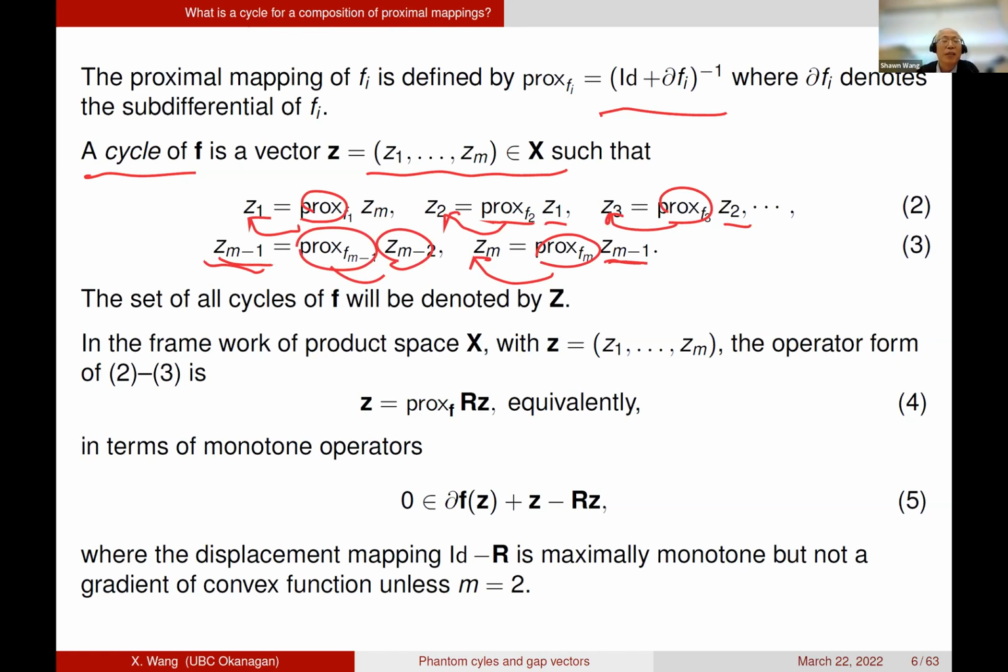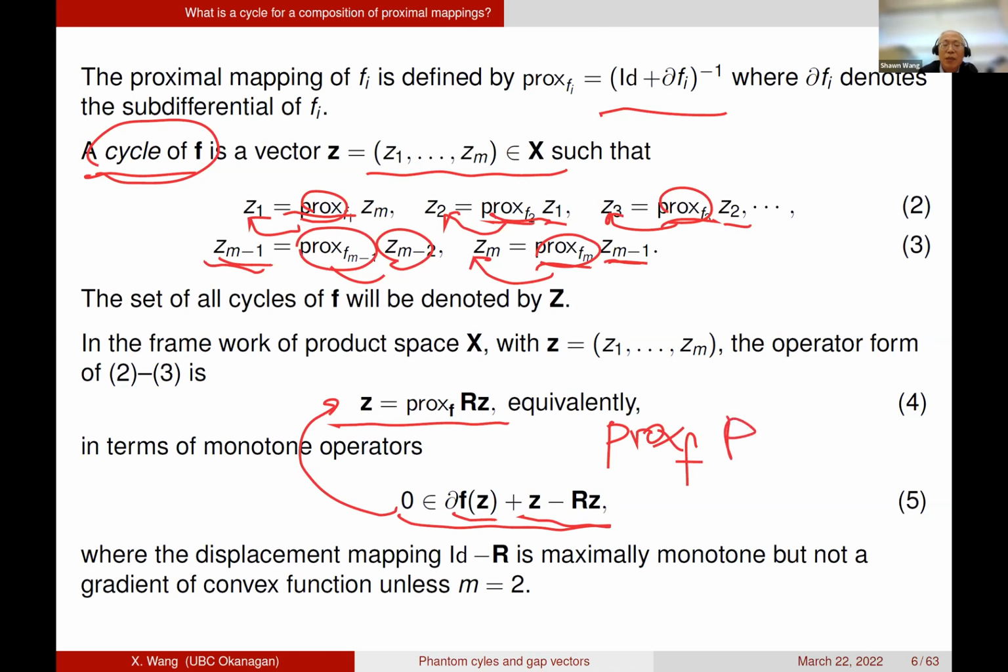So it's a cycle. We try to quantify the cycle of a finite number of proximal mappings, that means prox f1, prox f2, prox f3, and prox f_m. Those z vectors form a cycle. So in the framework of operators in product space, it can be written in this way, right? Prox f composed with R, with R as the right shift operator. In terms of monotone operators, you can write it in this format. Okay, so z minus Rz is the difference here, plus the subdifferential here equals 0. And this corresponds to the fixed point of the prox map of f composed with R, right? Those two compositions give you a new map, and this cycle is exactly the fixed point of that map.